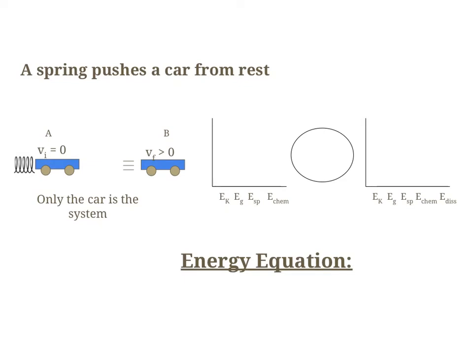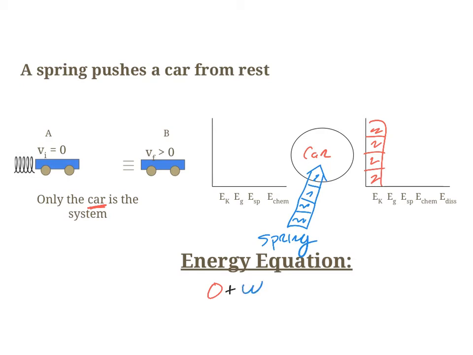So this is the same example from before, but I'm just putting it all together on one slide so we can see it. So if the car is the system, we have kinetic energy, we have work being done by the spring. And so when we write the energy equation, we would say that zero initial energy plus work of the spring equals all of the kinetic energy that the car has.